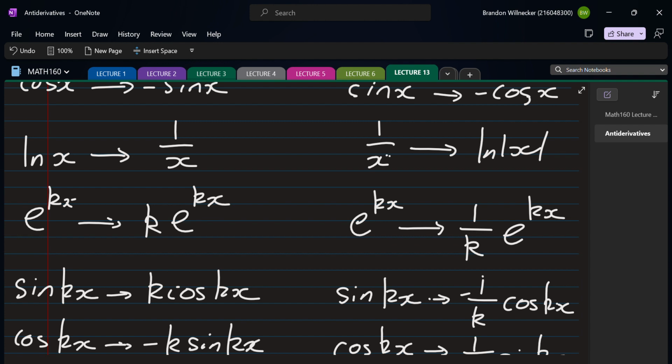Okay, let's have a look at a few of the problems in the tutorial. So I won't go through some of those easier problems, like with the polynomials, but there are a few that are a bit tricky.